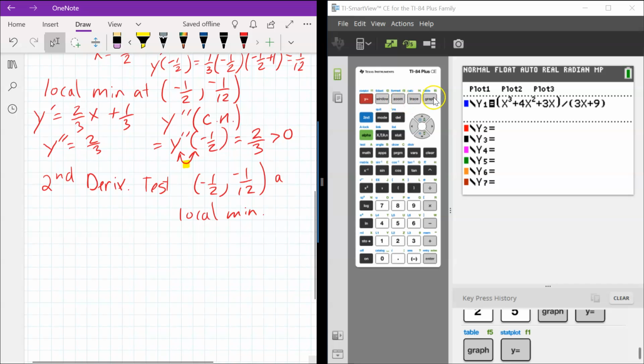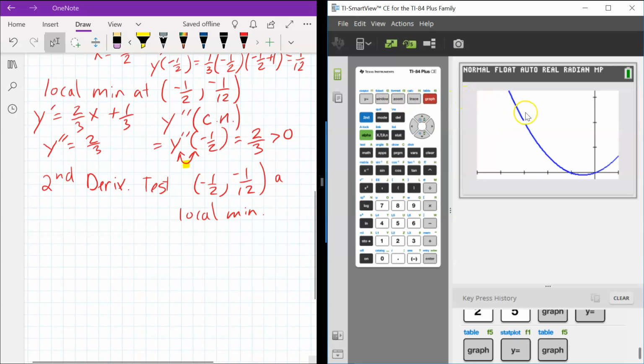Let's go and look at the graph of this. And you can see here it's not defined at -3. It's got a 0 at -1. It's got a 0 at 0. And I guess if I zoomed in, the local minimum would be at -1/2, -1/12. And that completes this problem.